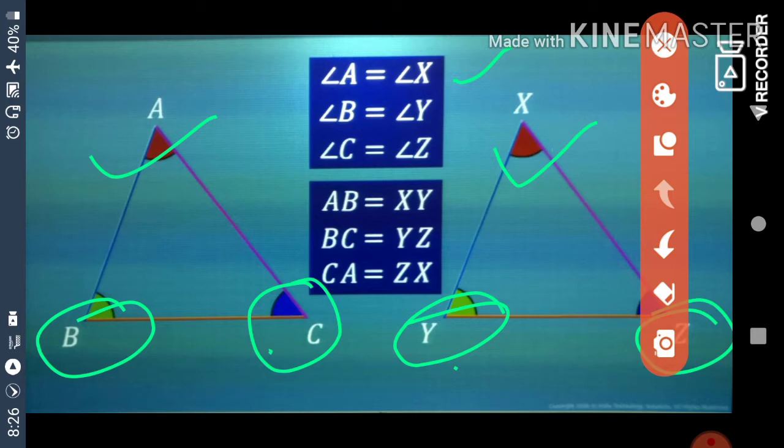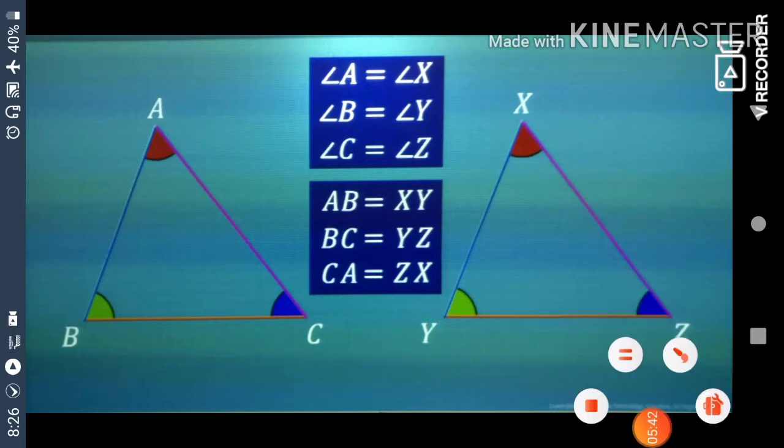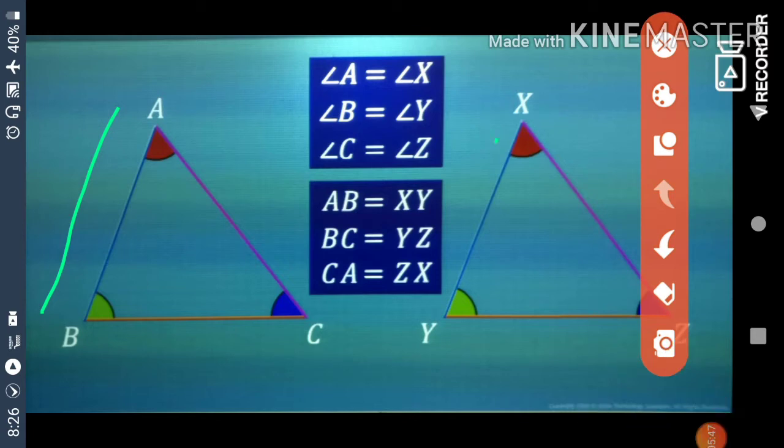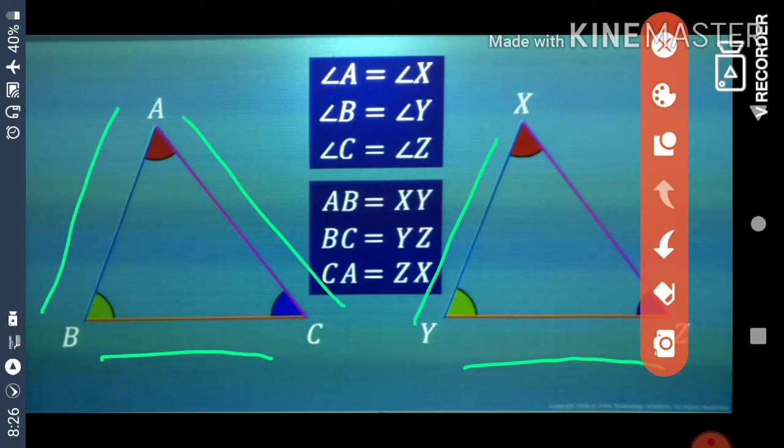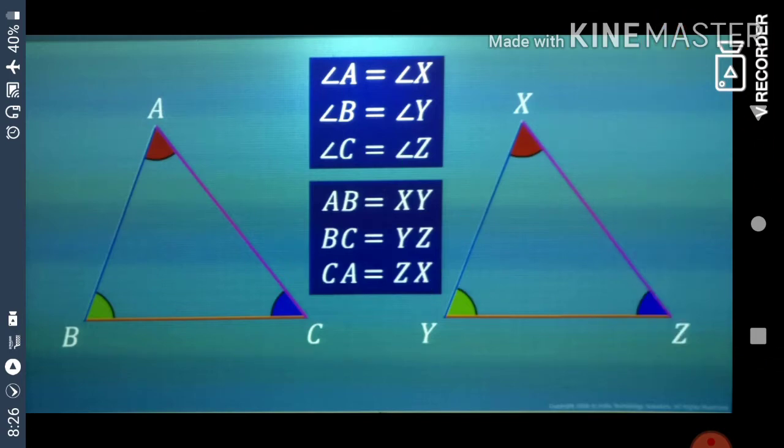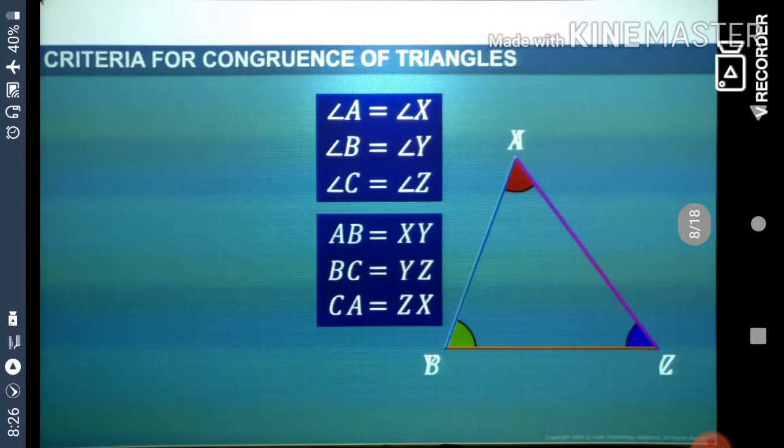Then they're talking about sides also. Here the sides are also equal. Side AB is equal to the corresponding side XY. Why am I saying corresponding? See, this is also left, this is also left. That's why I'm saying corresponding. Remember this word corresponding. Then BC, the downside base side, is equal to base side YZ. And the last one, CA, is equal to ZX. So here all angles are equal and all sides are equal. So we can say that triangle ABC is congruent to triangle XYZ.